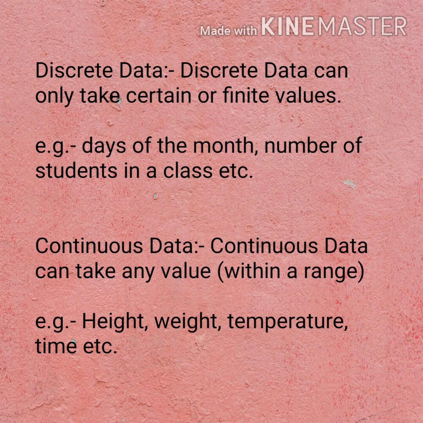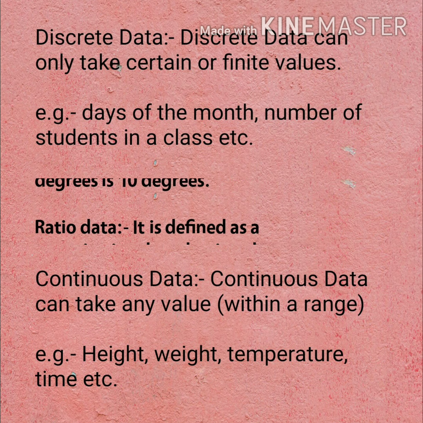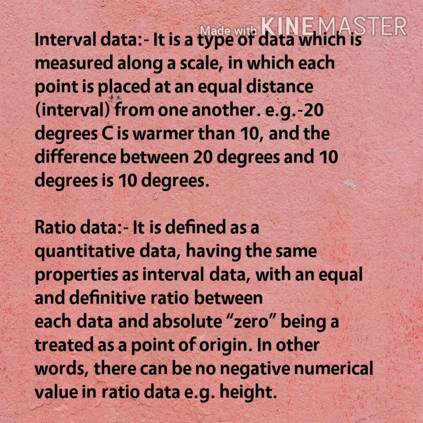On the other hand, continuous data can take any value within a range, even fractions. For example, height, weight, temperature, time, etc. Clear? In another way, continuous data is termed grouped data and discrete data is termed ungrouped data. Now, on the next slide, I am going to discuss interval data and ratio data.